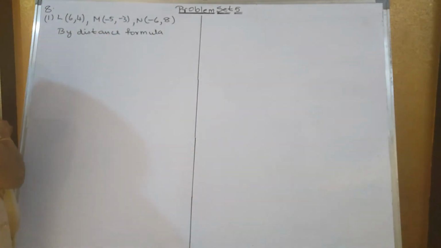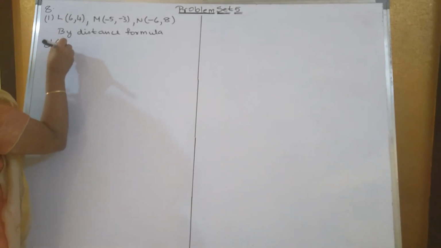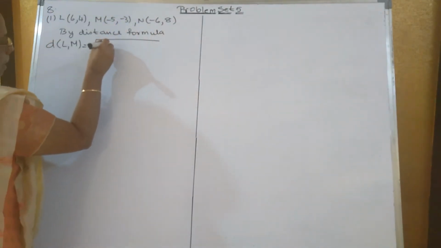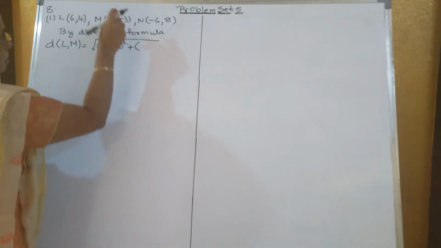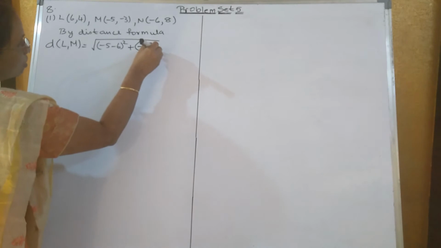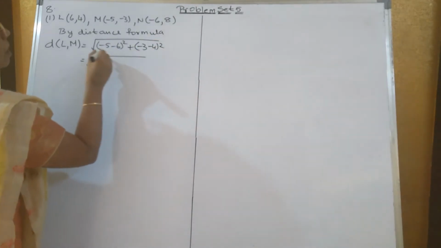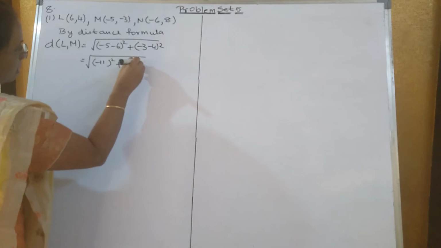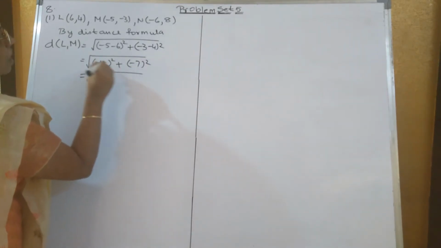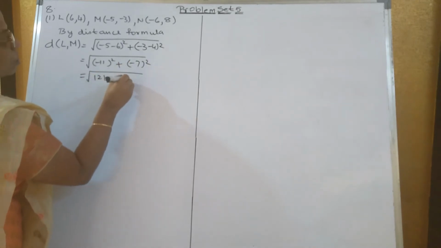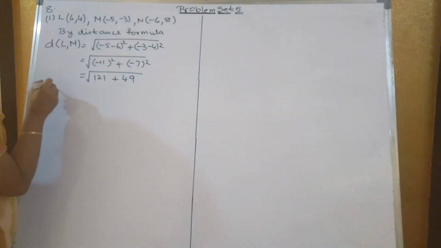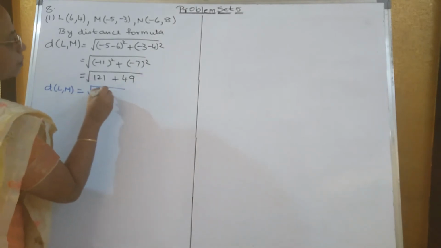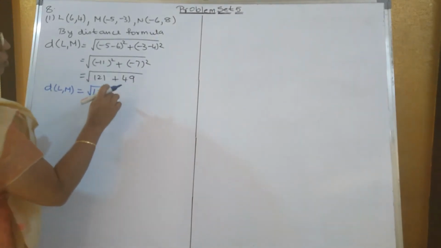So distance LM is equal to what? (-5 - 6) the whole square plus (-3 - 4) the whole square. That's equal to how much? -5 - 6 is -11 the whole square plus -3 - 4 is -7 the whole square. So that's equal to how much? -11 the whole square is 121, -7 the whole square is 49. So distance LM is equal to root 170. So root 170, let this be 1.